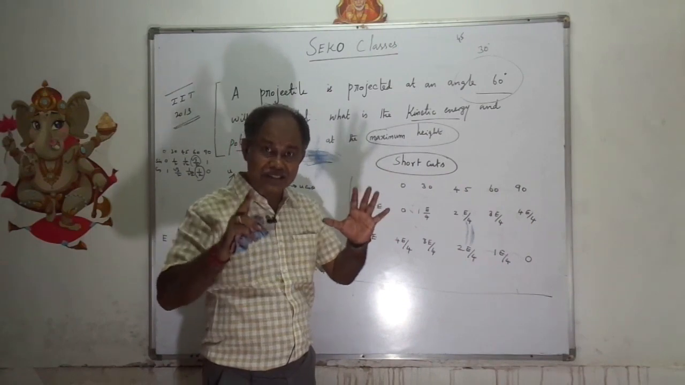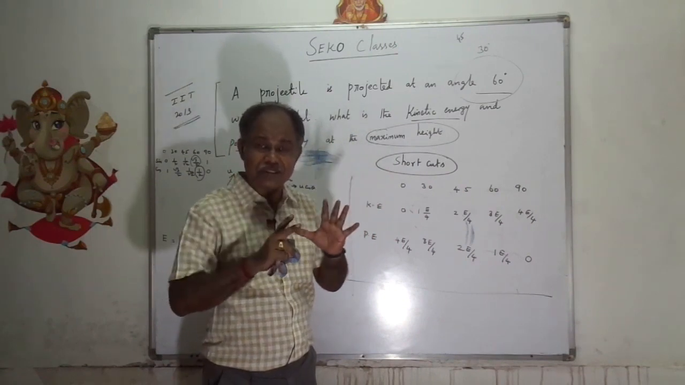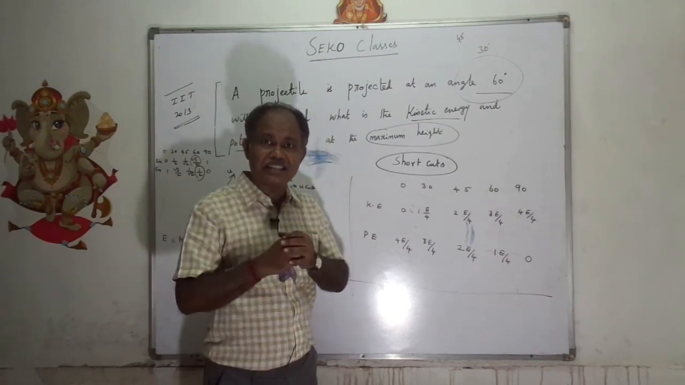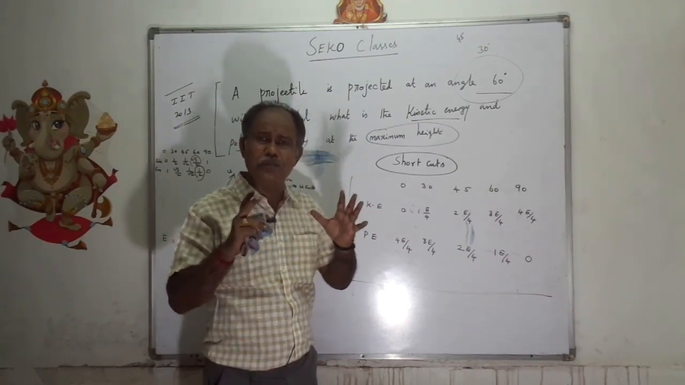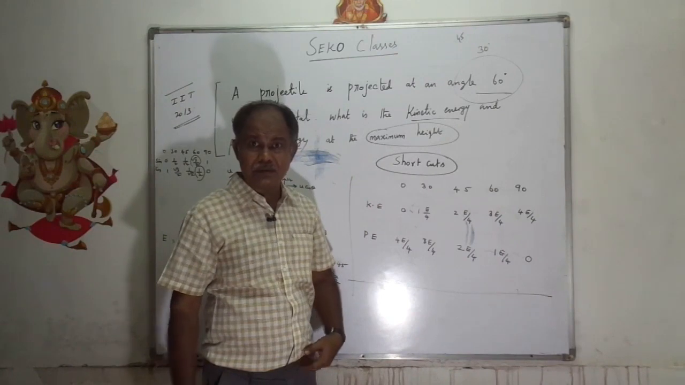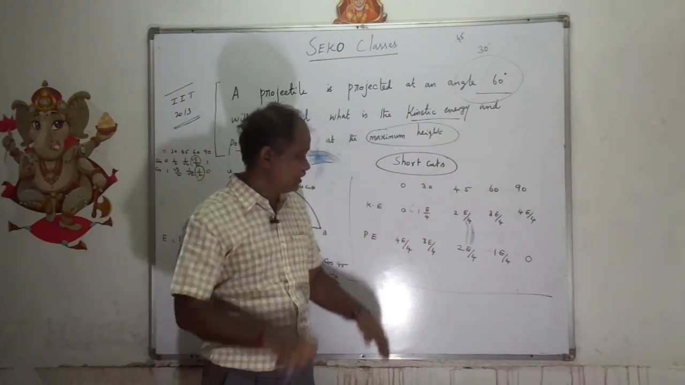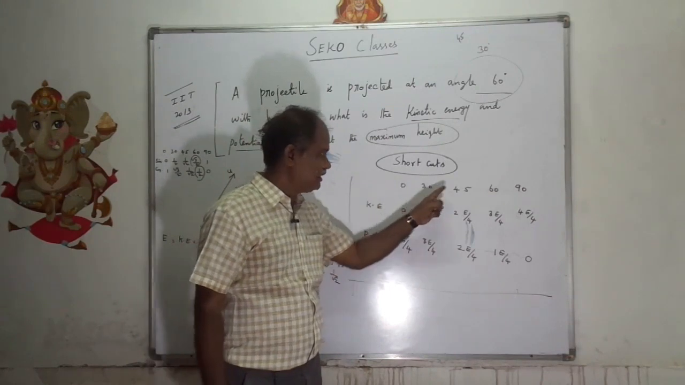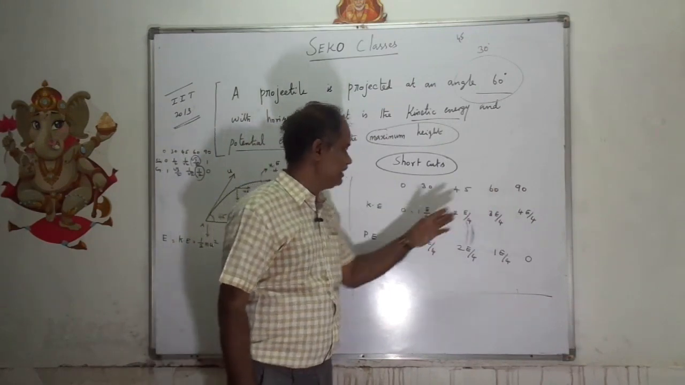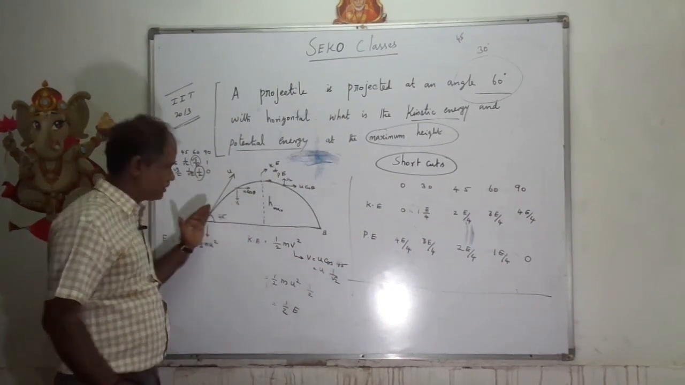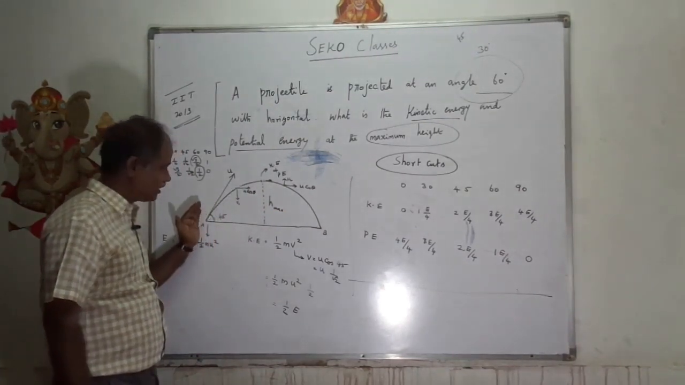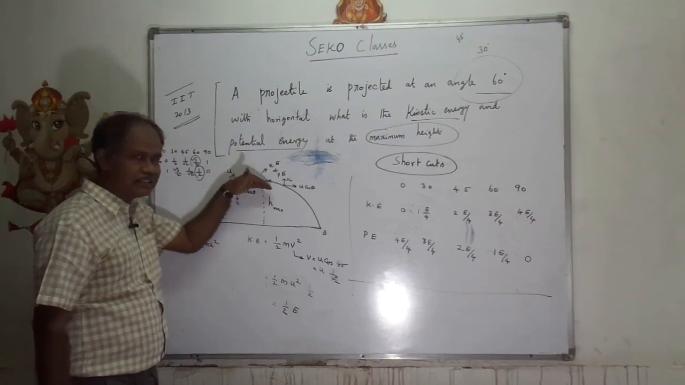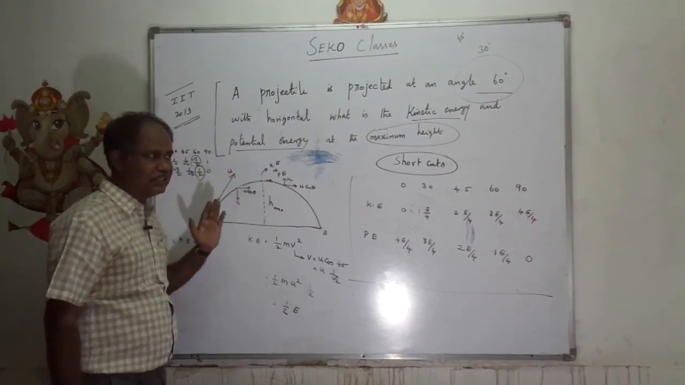Dear friends, this is a very useful study for the entrance examination. How to study for the entrance examination is a very interesting and beautiful thing. Dear friends, just follow this one. For example, this is the 0 angle, 30 degree, 45 degree, 60 degree, 90 degree. This is the angle of projection. The angle of projection is 0, 30, 45, 60, 90.